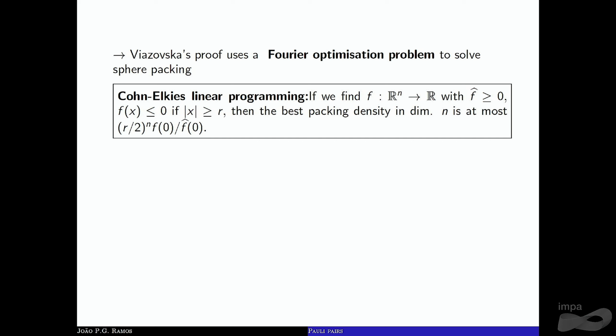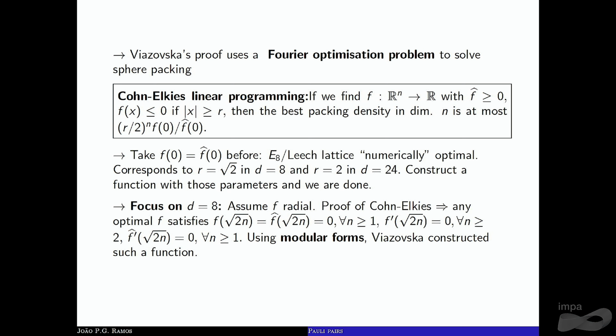Unfortunately I don't have time to show the proof of this, but it's a beautiful Poisson summation formula proof. The upshot is that, by scaling, we can take f at 0 and f hat at 0 to be equal. What Cohn and Elkies did was run simulations, and they showed that R equals root 2 seemed to be achievable for a certain specific function. Their simulations pointed at the existence of a function, with very good approximations to root 2.